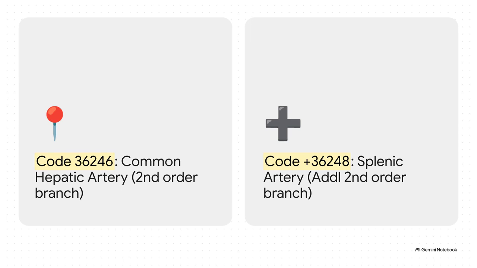On the left side of things, we report our primary code, 36246, to capture that initial second-order branch below the diaphragm, the common hepatic artery. Then, on the right, we absolutely have to bring in our add-on code, 36248, to report the splenic artery. Why? Because it's an additional second-order branch, accessed within that exact same celiac family. It's elegant, it makes total logical sense, and it perfectly captures the physical work the physician performed.